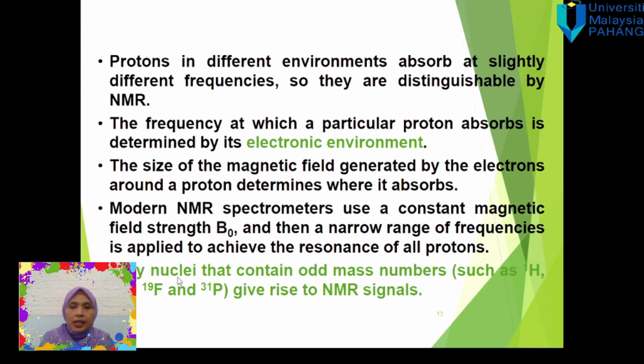Just now I said only nuclei that have a spin number, which is an odd mass number, give signal to the NMR. Otherwise, if it is an even number such as carbon 12 or proton 2, they have no signal for the NMR. That's why the most common signals for the NMR are H1, which we call the proton signal, and C13, which is carbon 13. These two are the common signals for NMR, because in organic compounds there is a lot of interaction between carbon and hydrogen.